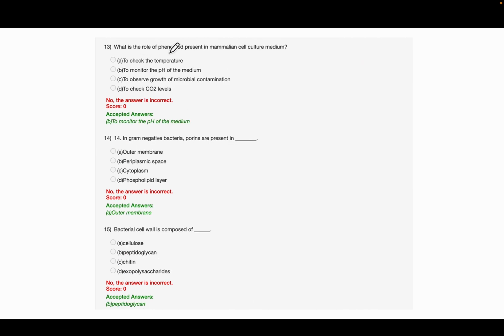What is the role of phenol red present in mammalian cell culture media? To monitor the pH of the media. In gram-negative bacteria, porins are present in where? Outer membrane. The bacterial cell wall is composed of peptidoglycan. We all know these answers.